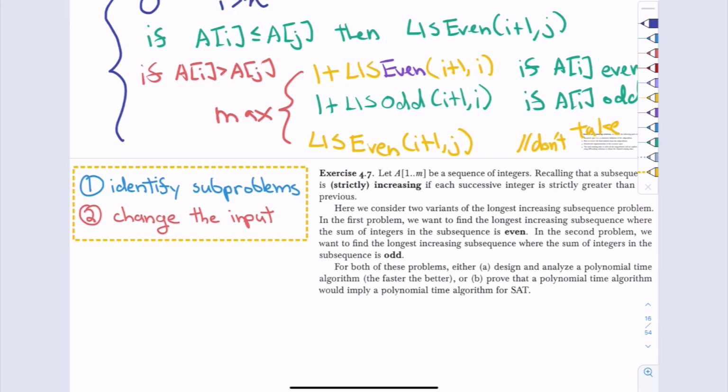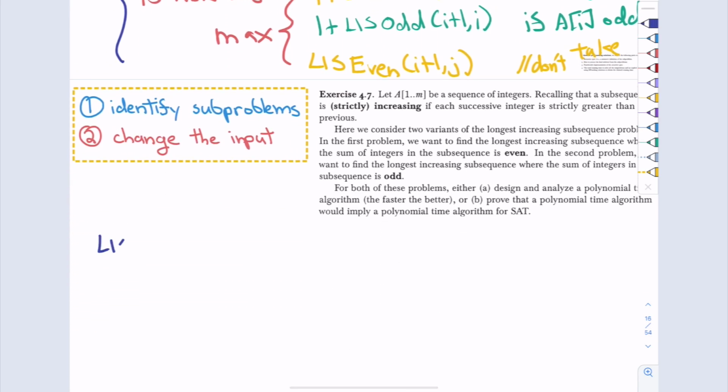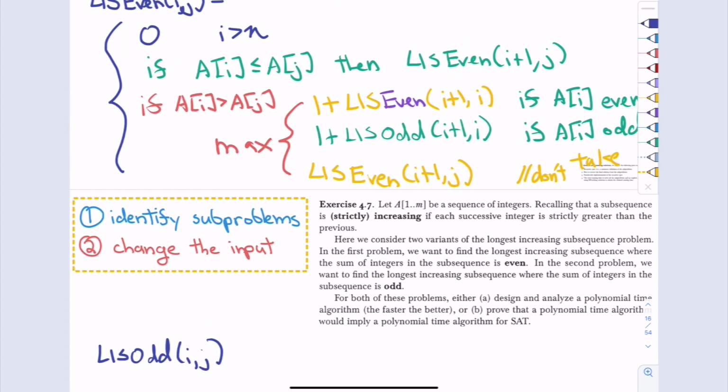I'm running out of time. So LIS odd, I'll only be brief so I can talk a little bit about the other stuff, would be implemented similarly. One thing you have to make sure of, though, is that if you run out of numbers, the empty sequence counts as 0, which is even. So instead of returning 0, we might return negative infinity or something to note there's really no sequence. That's even odd. But we would do something similar where, based on the number I'm looking at now, I would make my recursive call to LIS even or LIS odd.